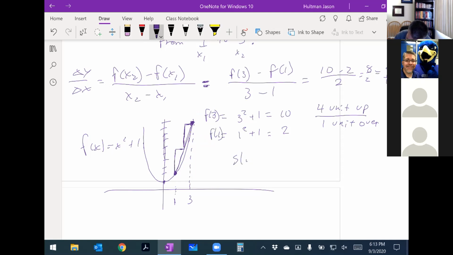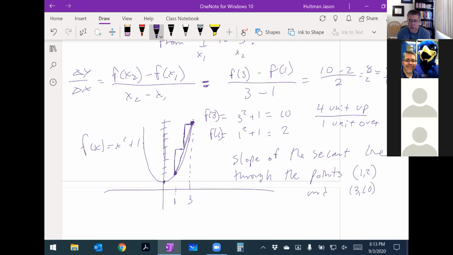Okay, so this is the slope of the secant line through the points, what do we have? (1, 2) and (3, 10), right? So through the points (1, 2) and (3, 10), because that's where those points are located.